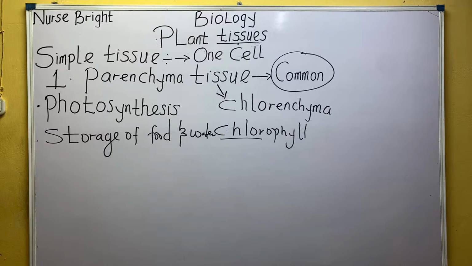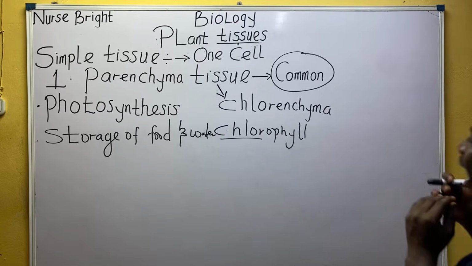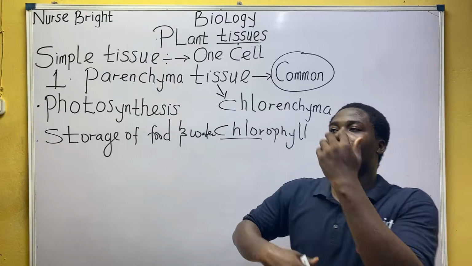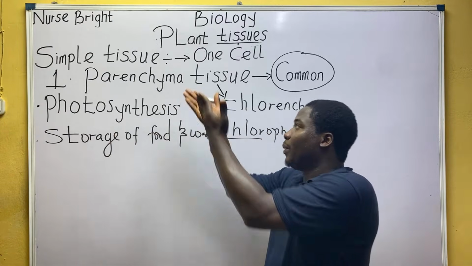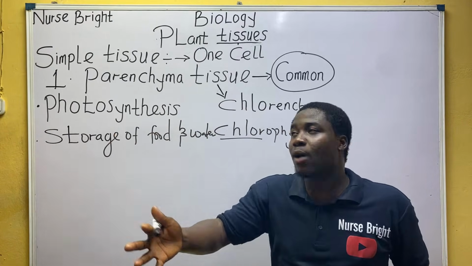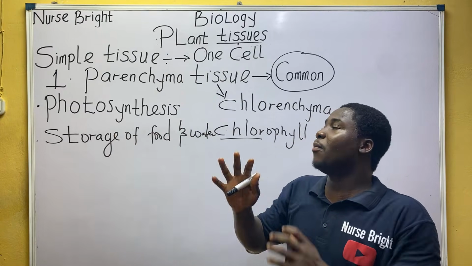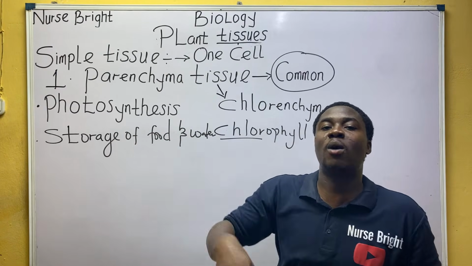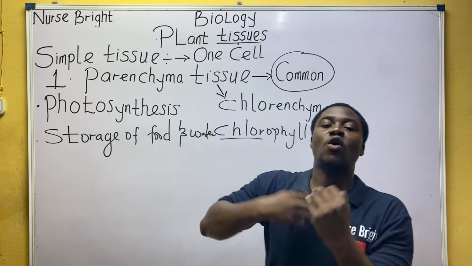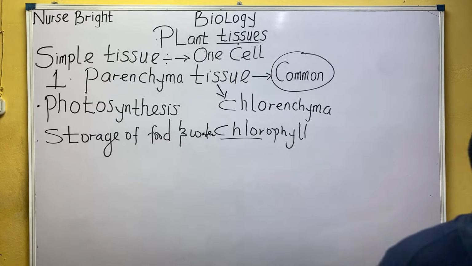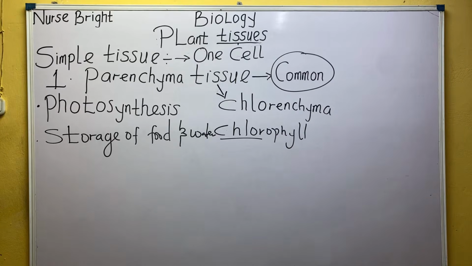So the question you asked me, where are these tissues called parenchyma tissues found? Remember when we talked about the meristematic tissues, I told you the location. I said they are found in root and stems. Same applies to parenchyma, which is a simple tissue, made up of just one type of cell. They are also found in roots of a plant, in the stem of a plant, and in the leaf of a plant.